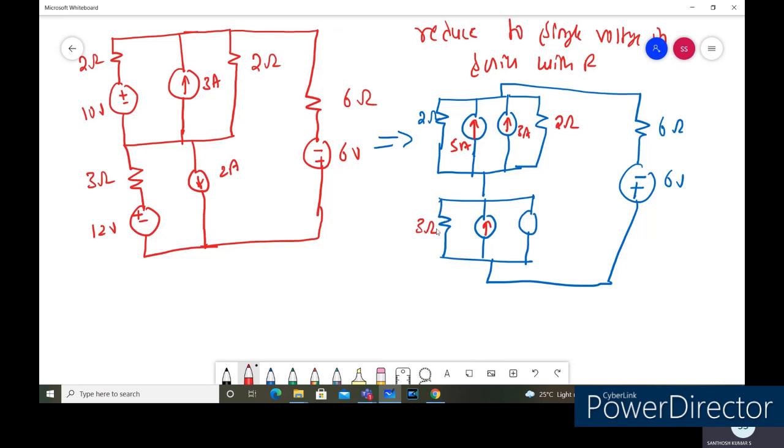So 12 divided by 3 will be the 4 amps we'll get, and this is the 2 amps which is connected with the opposite polarity. And here we can see the two current sources are connected in the same direction. So 5 plus 3 will become 8 amperes.